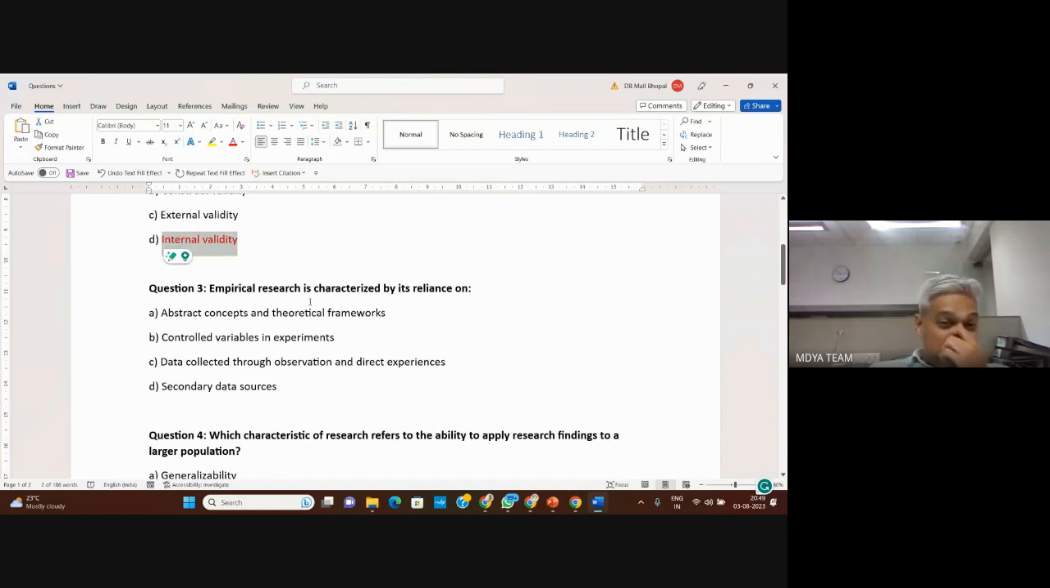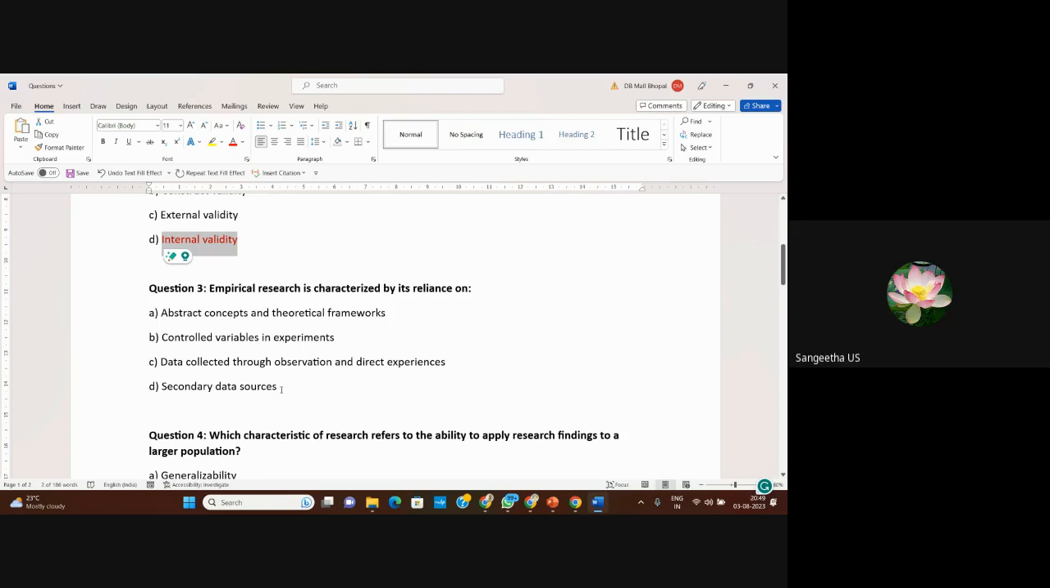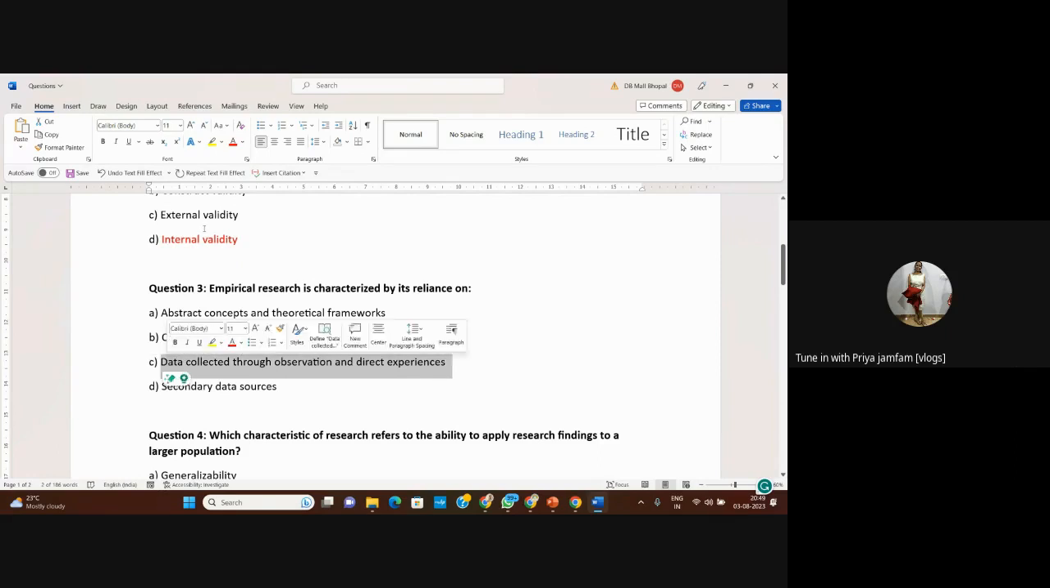The third question is, empirical research is characterized by its reliance on abstract concepts and theoretical frameworks, controlled variables in experiments, data collected through observation and direct experience, or secondary data sources. Data collected through observation and direct experience. Correct.